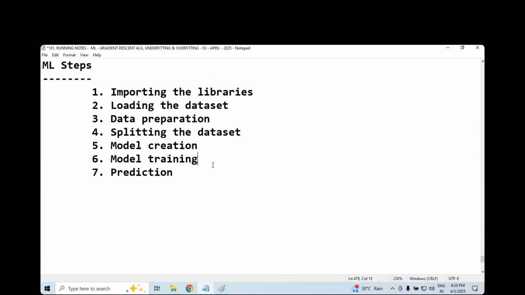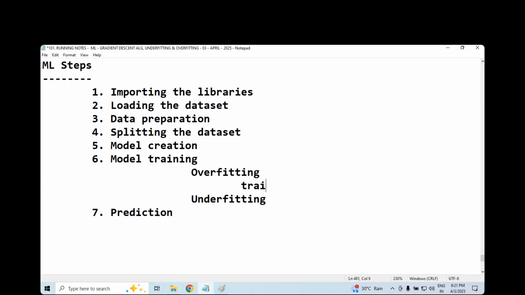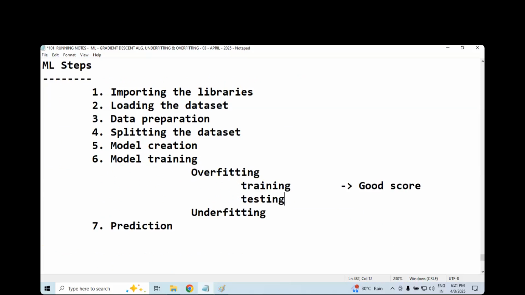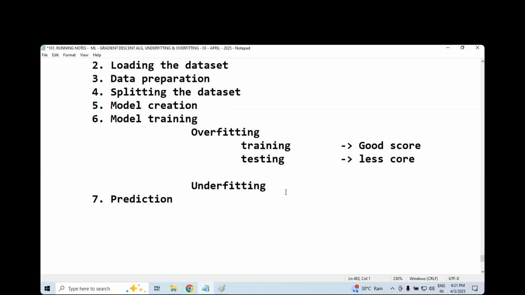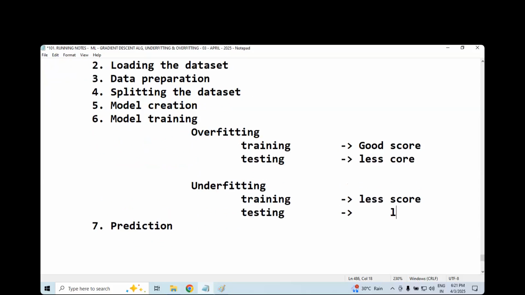Daniel, there are two issues during training. What is the first issue? Overfitting, issue number one. What is the next issue? Underfitting. What do you mean by overfitting? During training, good score. During testing, I can tell directly, less score. What do you mean by underfitting? During training itself, less score. Then what about the testing? Less score only. Are you clear about this? These two are the problems.